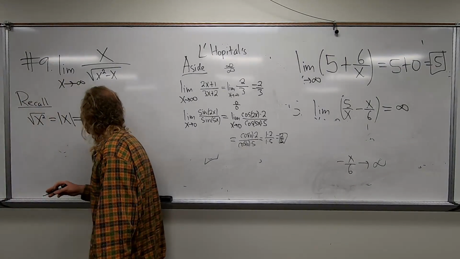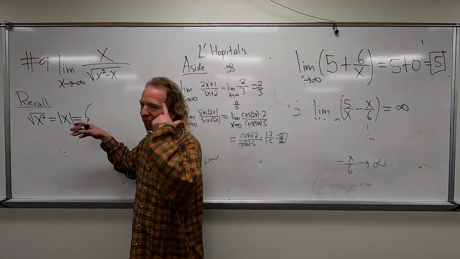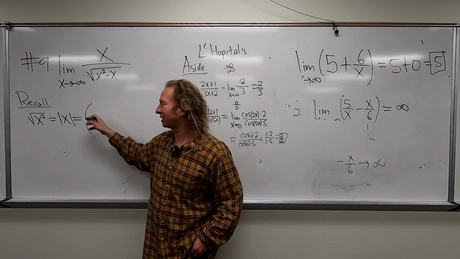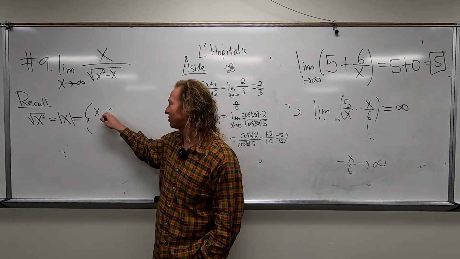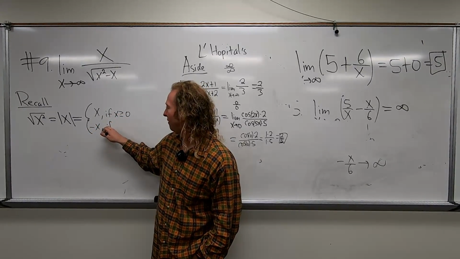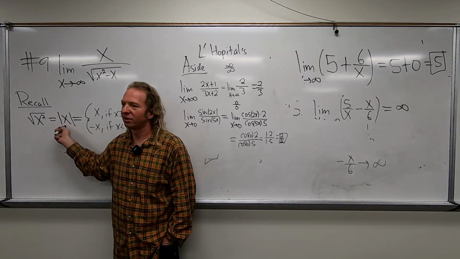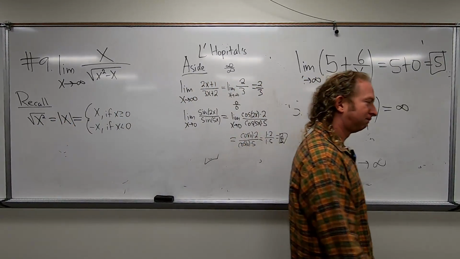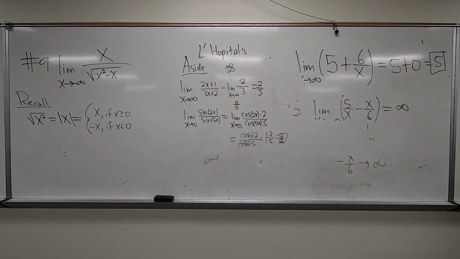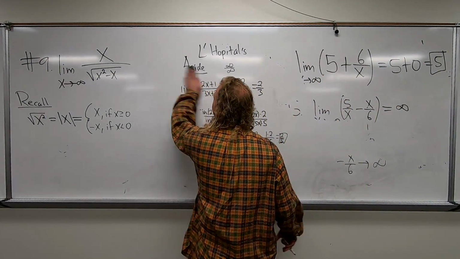When I study hard stuff sometimes, I pretend I knew it, even though I didn't, and I try to trick myself. And this is equal to x if x is greater than or equal to 0. And I think we've done this part. If x is less than 0, I don't think you've seen this. So we're going to use this to do this problem.